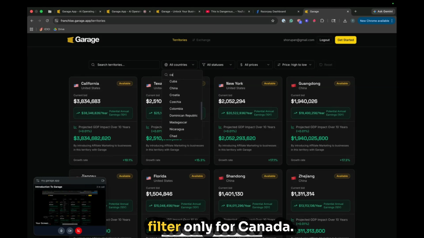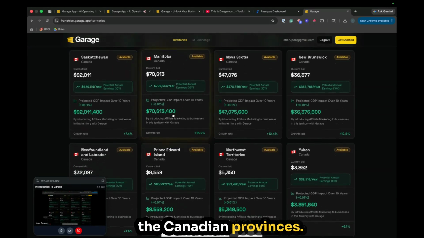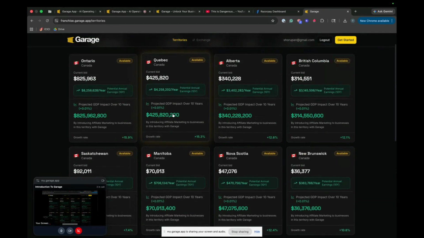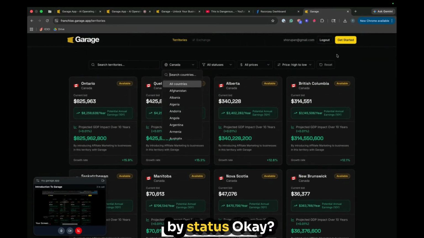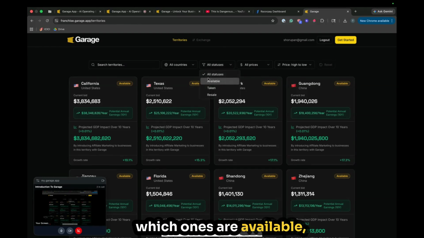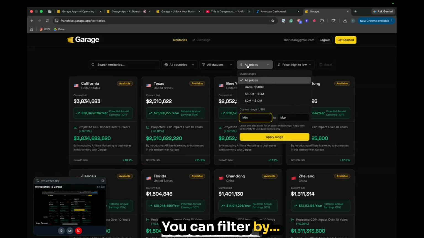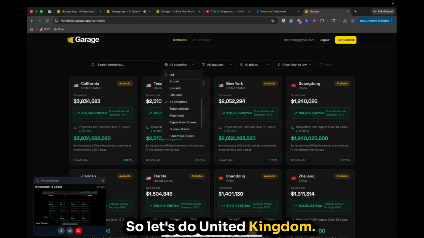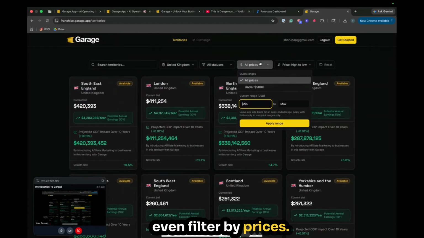So let's say you want to filter only for Canada. Now it's only showing you the Canadian provinces. Okay. And you can filter by status. Okay. That means you can see which ones are available, taken, or set for resale. Okay. You can filter by, so let's do United Kingdom. Okay. Boom, United Kingdom.